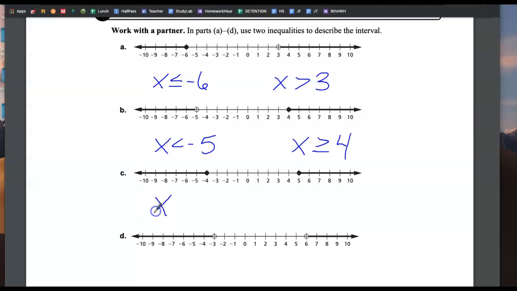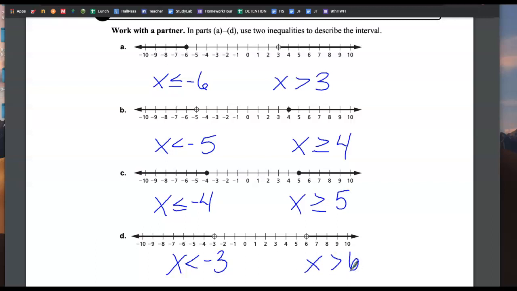X is less than -4 and x is... You should have equal to's on those, shouldn't you? Yes. Oh yeah. And Lincoln, the next one? X is less than -3 and x is greater than. Okay.